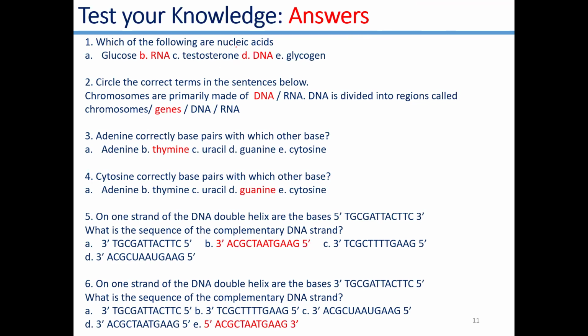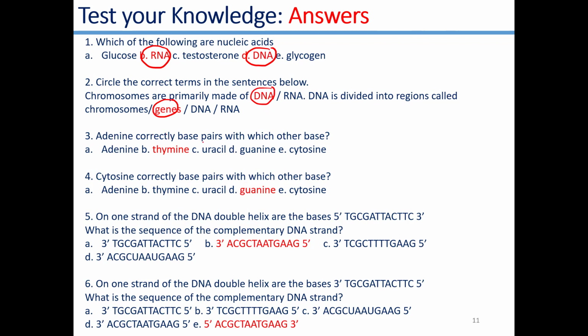So again, when it comes to nucleic acids, what we're going to have is our RNA and our DNA. And number 2, circle the correct items in the sentence below. Chromosomes are primarily made of DNA. Remember, they're going to be found in the nucleus. And DNA is divided into regions known as genes. Again, there are specific portions that are going to code for specific things.